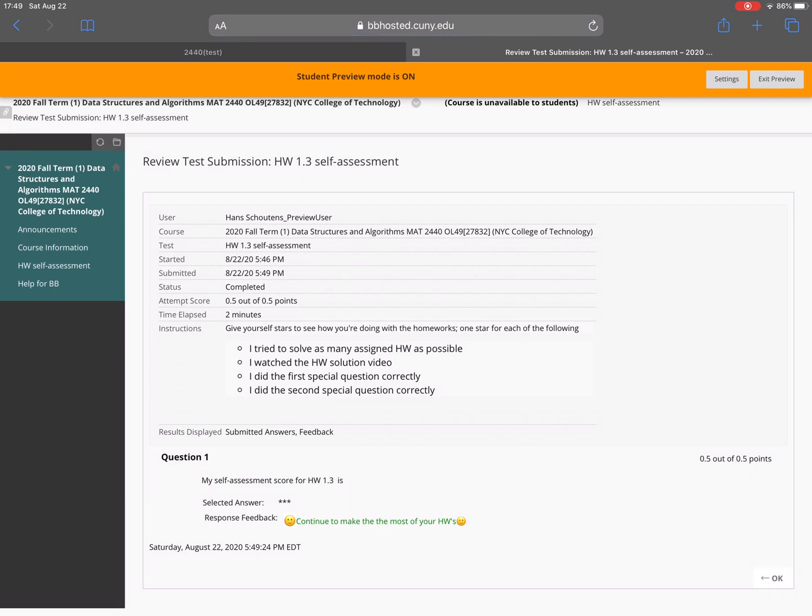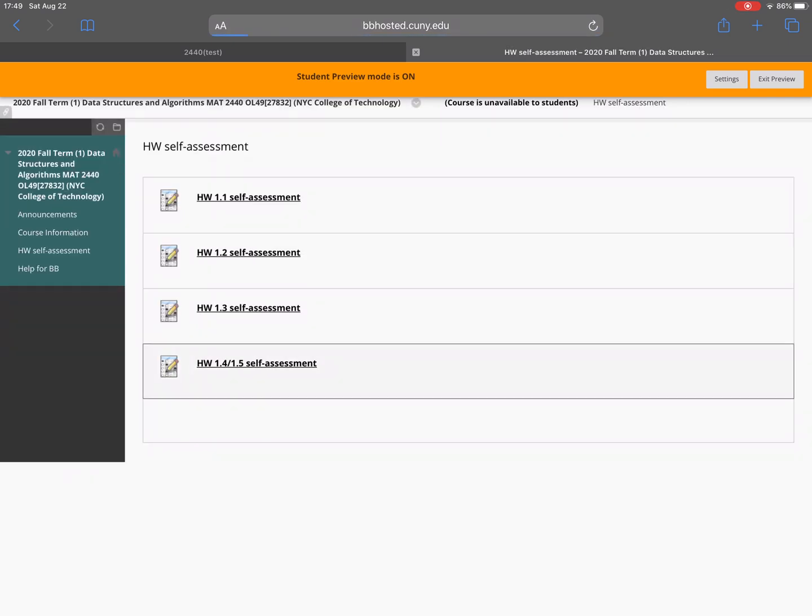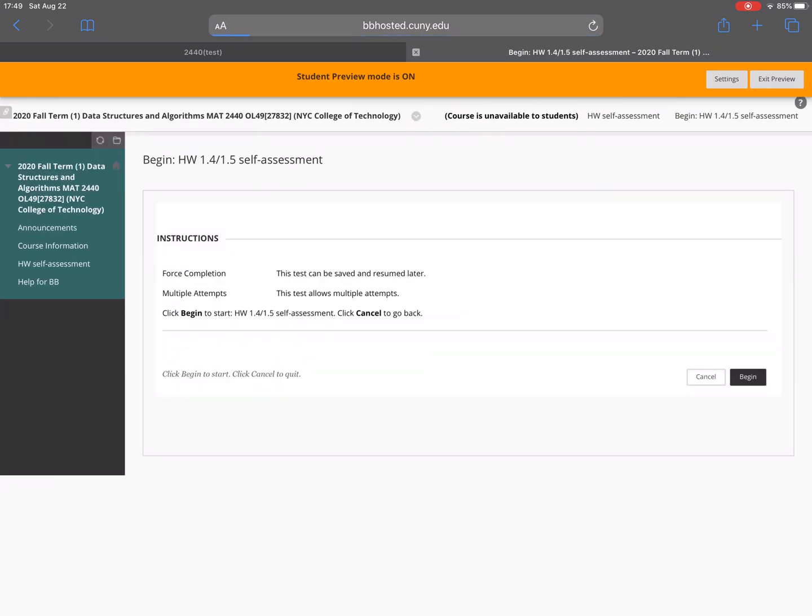And let's see now. Question 1, my self-assessment score was 3 and response feedback, continue to make the most of your homeworks. Happy face. Why do you see this? Because you got at least 1 star. Even if you have 1 star, it would give you that. So let me do it over again, or let's do another one, showing you what can go wrong.